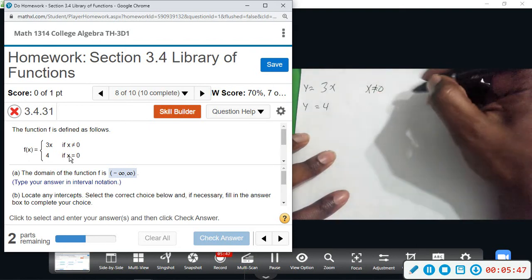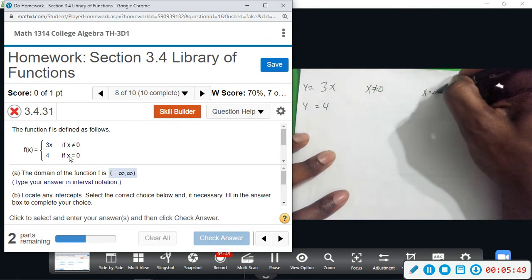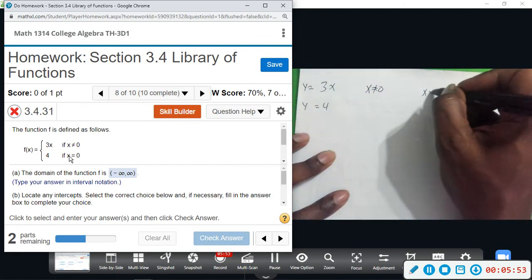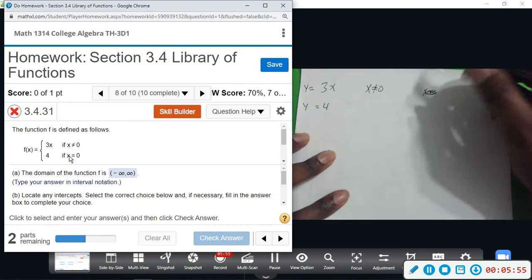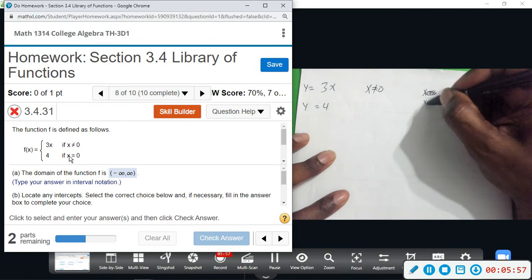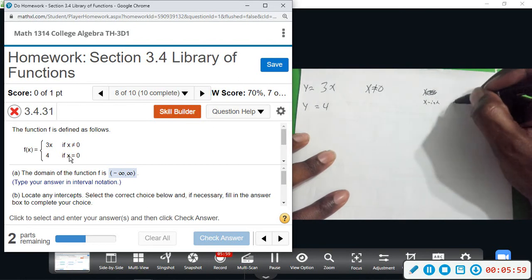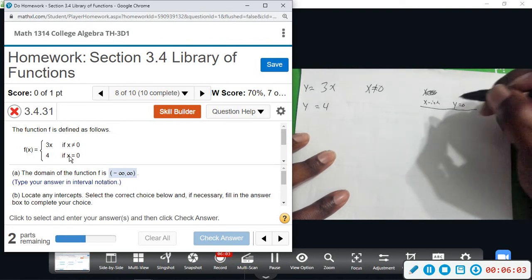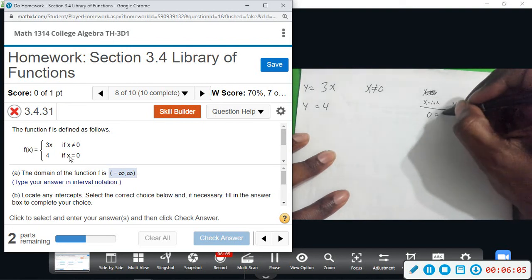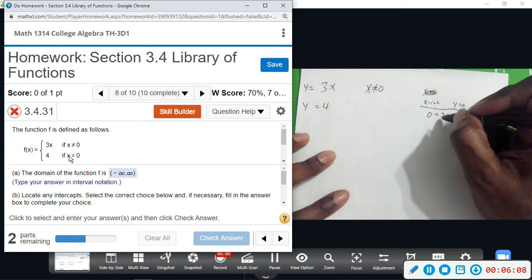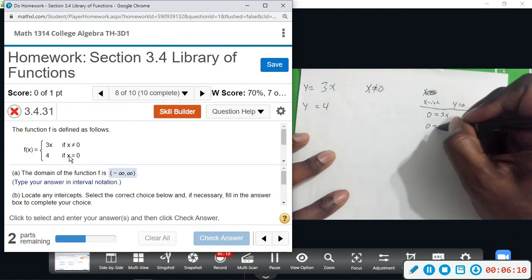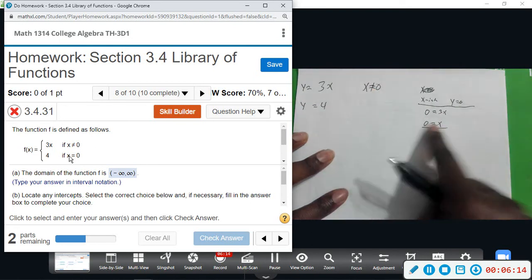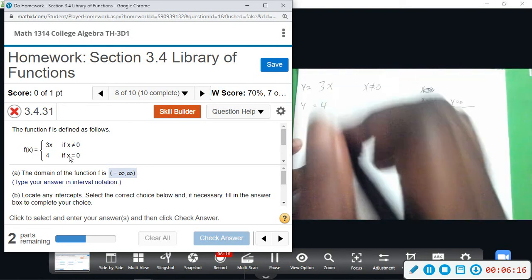Maybe there's an x-intercept. Let's say x equals 0. If I plug x equals 0, nope, we can't do x equals 0, I'm sorry. Y equals 0, keep mixing myself up. X-intercept, y equals 0. So we have 0 equals 3x, divide by 3, and we get 0 equals x. Okay, so we can't have x equals 0, so there's no x or y intercept for this part.